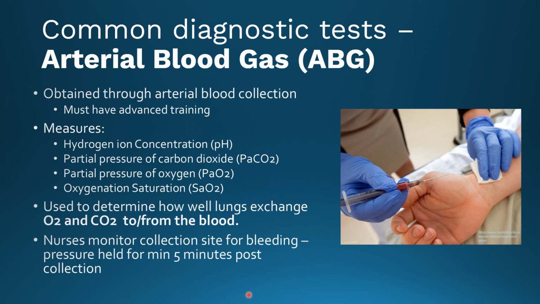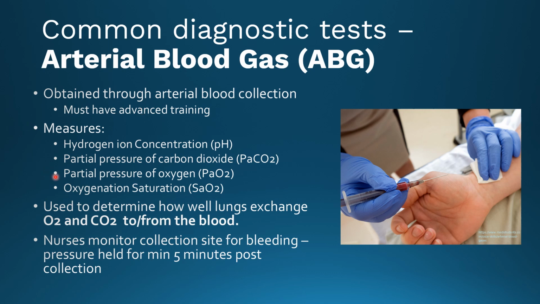So what does it measure? It measures the hydrogen ions, or the pH of your blood, and partial pressure of carbon dioxide, or PCO2, which the normal range is 35 to 45 millimoles per hemoglobin. So the pH of the blood, the normal pH is 7.35 to 7.45.